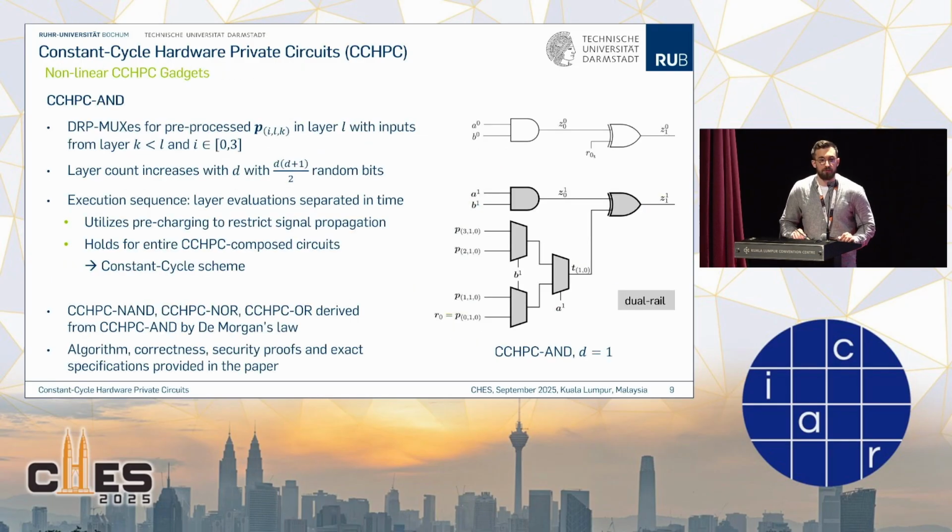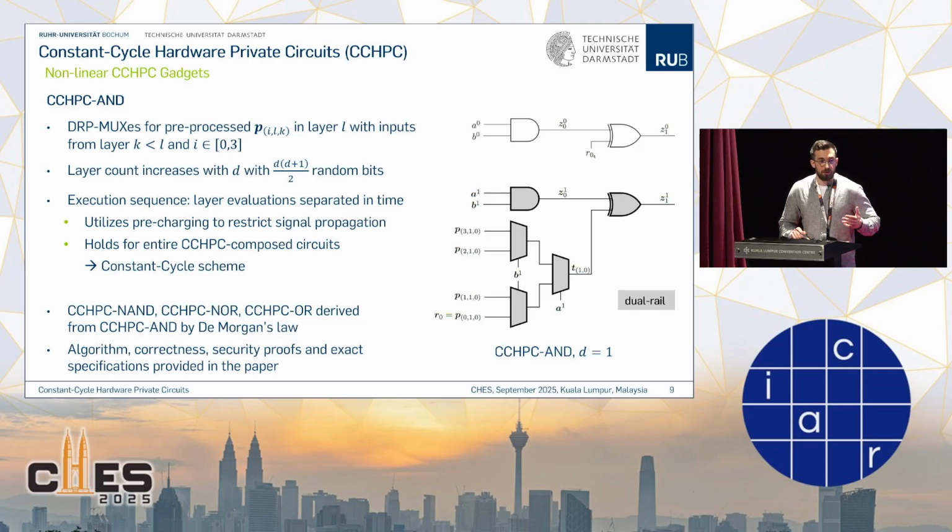Okay, so now let's look at the critical component, the CCHPC AND gadget. And we can see the first order design here on the right side. So as I said, this is divided into 2 layers. The upper one is layer 0, which operates on single rail, and the lower one on dual rail. So now the trick here is that we execute these in separate clock cycles. So in the first clock cycle, we apply shares A0 and B0, which completes the computation of Z0.